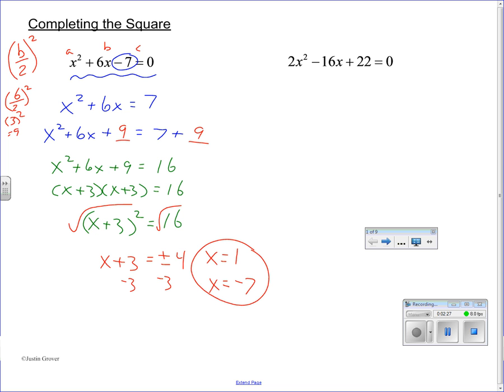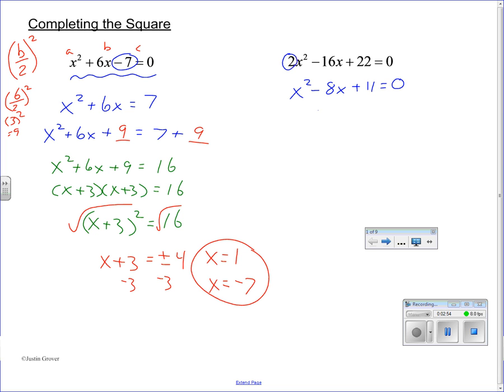Now what's different about our second example? Well, there are going to be a couple of differences we're going to see, but the first thing is that there's a number in front of x squared. For completing the square, a must equal 1, meaning there cannot be a number in front of x squared like 2. So we want to get rid of that. We're going to divide everything by 2, so then we don't have a number in front of x squared. So x squared minus 8x plus 11 equals 0. So now it's like our first example.